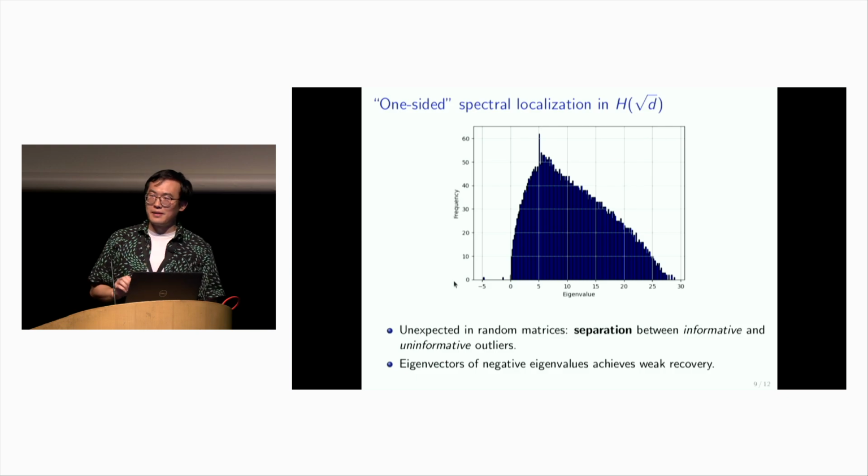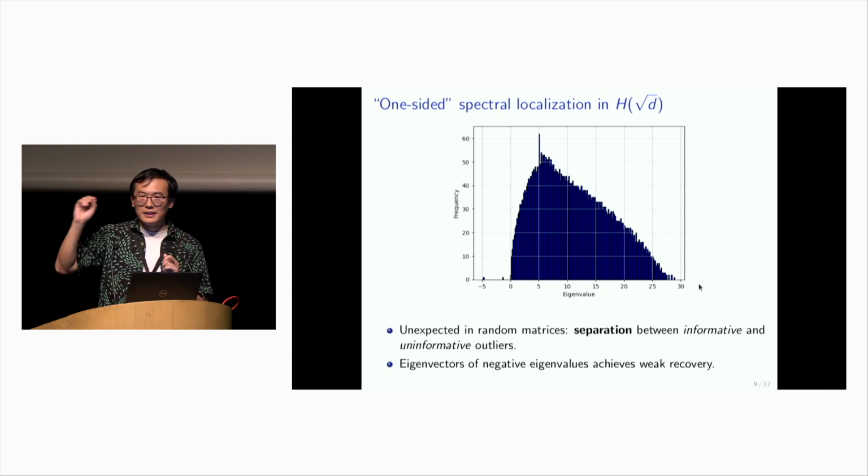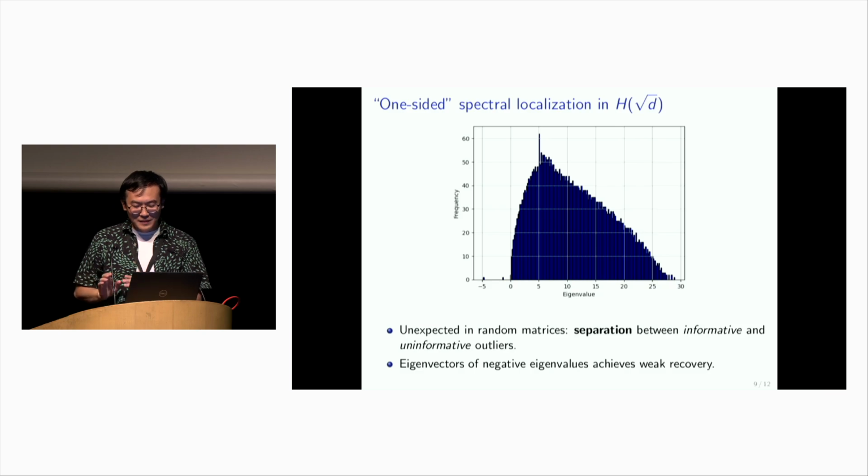However, if we change this parameter t to be root d, you see something interesting happen. On the right-hand side, the eigenvalues are not concentrated either. You will see many outliers, but these are uninformative outliers. If you look at the left-hand side, you will see two negative outliers. And if we pick the eigenvectors associated with those outliers, they actually achieve the Kesten-Stigam threshold in simulation. This is an unexpected phenomenon in random matrix theory because it shows a certain separation between informative outliers and uninformative outliers. To my knowledge, we don't see this phenomenon in other matrix models. So this is quite interesting from a random matrix perspective.